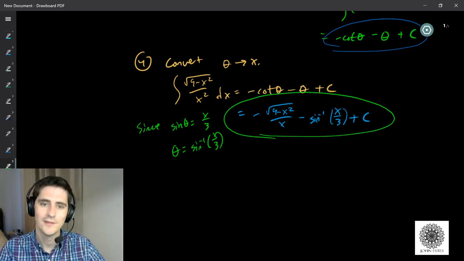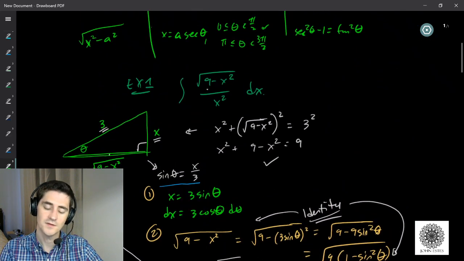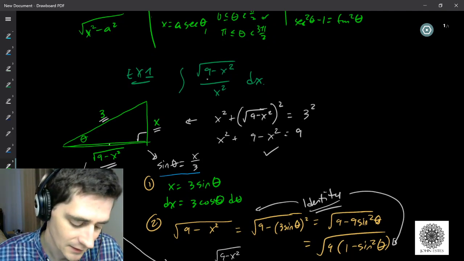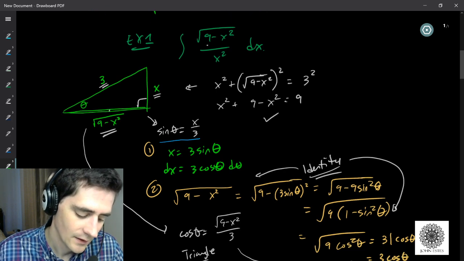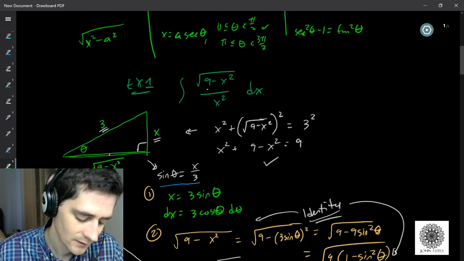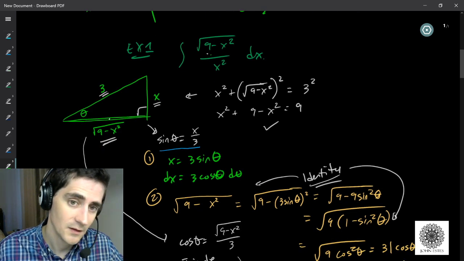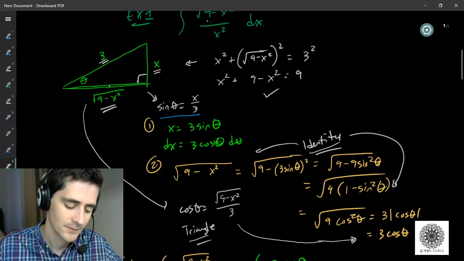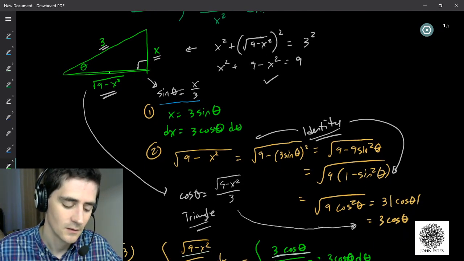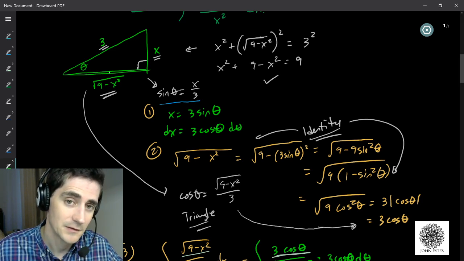Whew. Okay, is that confusing? Maybe. Let me go back through it again real quickly. We'll do several examples. So the idea is, again, you build this triangle, and what I did is I recognized that this was an expression of the Pythagorean theorem under the square root. So let one side be the square root of 9 minus x squared, and then I have x and 3 as my other two sides of this triangle. They satisfy the Pythagorean theorem. And then I can replace x now with this expression 3 sine theta because of the opposite over hypotenuse definition for sine.